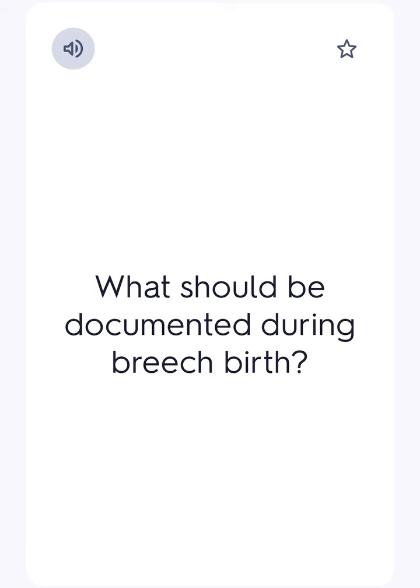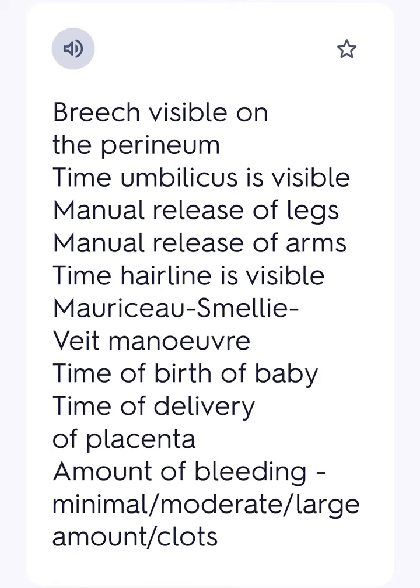What should be documented during breech birth? Breech visible on the perineum. Time umbilicus is visible. Manual release of legs, manual release of arms. Time hairline is visible. Mauriceau Smellie-Veit maneuver. Time of birth of baby. Time of delivery of placenta. Amount of bleeding: minimal/moderate/large amount/clots.